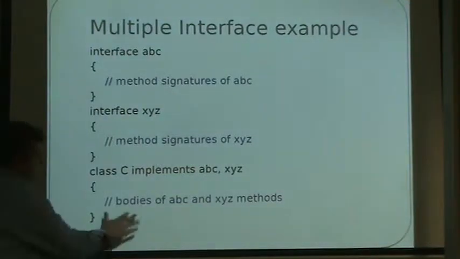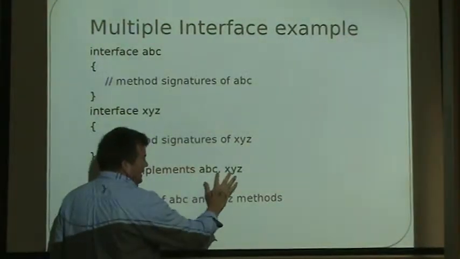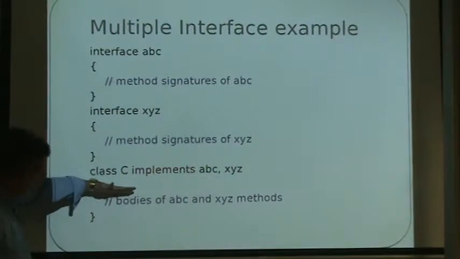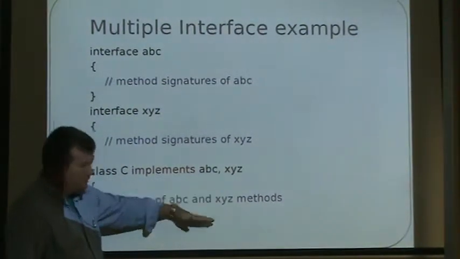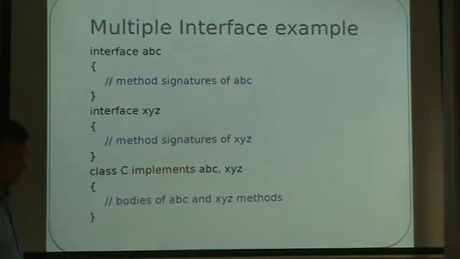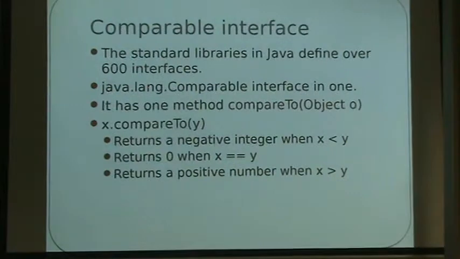But a class C can implement A, B, and C, and the X, Y, Z interface. And then they have to go and write the bodies for all of these methods. So if you left one out, this won't compile. So you can't say you're going to implement an interface and then leave out any of the methods that you're promising to implement.